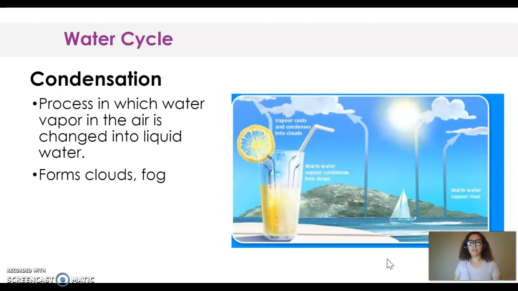So condensation is the process by which water vapor in the air is changed into liquid water. And this will form clouds and also fog. So in our terrarium experiment, if you started to see some water droplets collecting on the top of this saran wrap or the plastic wrap, that is the process of condensation.